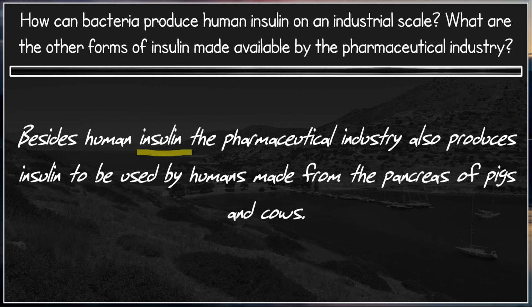Besides human insulin, the pharmaceutical industry also produces insulin to be used by humans, made from the pancreas of pigs and cows.